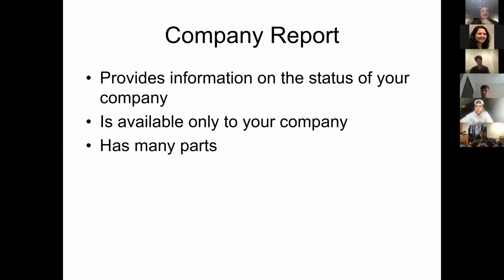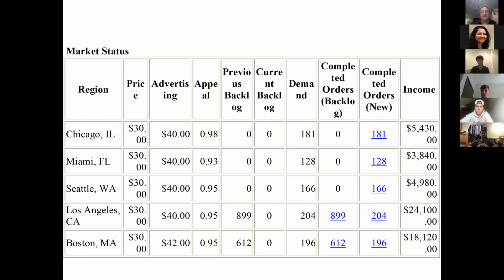Okay, the company report, this is the one only you can see, your own company, and it has lots of components to it. This shows the price you set. This is also in the industry report. This tells you how much you spent on advertising. It tells you what is your current product appeal in that particular market. This product appeal is very important, and at the beginning of the game, it's 1.0. So if your product appeal is above 1, you're going in the right direction. If it's below 1, you're going in the wrong direction.